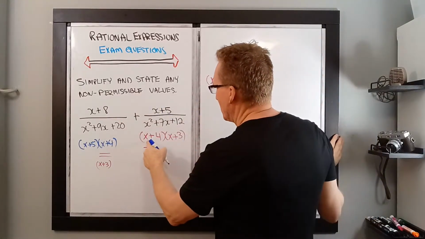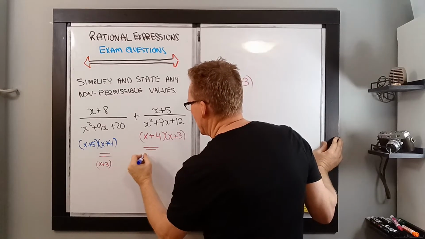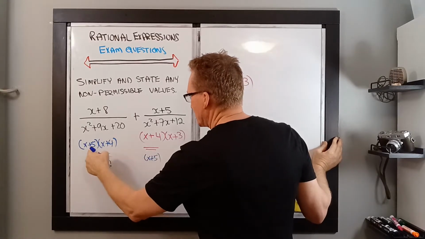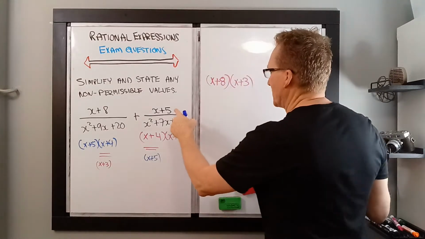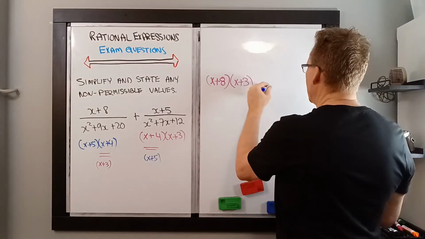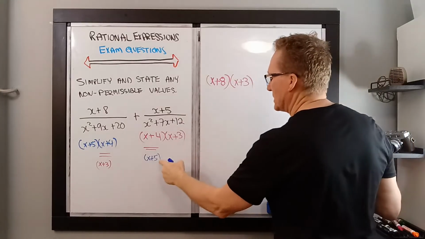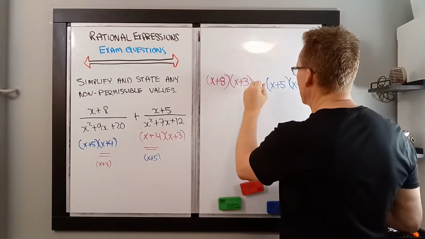And over here, we already have these two terms. We already have this term, so we're going to have to multiply by this term. And that way we're going to have these three terms multiplied together as the denominator. But on the numerator here, we're going to have to add x plus 5 times another x plus 5. There we go. And we're going to have to do what here?